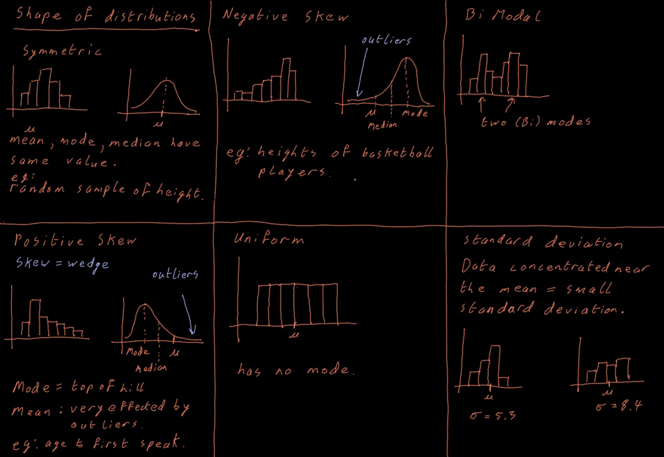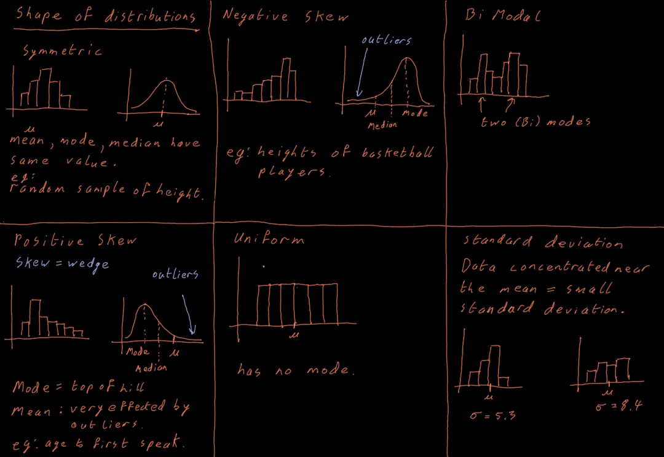And an example of negatively skewed data, again, where the wedge is pointing in the negative direction, would be the heights of professional basketball players, where most of the people involved are going to be very tall. So the mode is going to be very tall, and we don't have very many short professional basketball players.